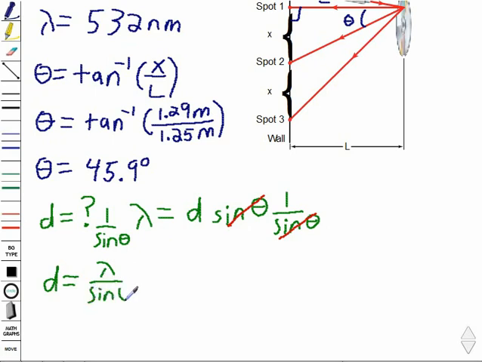And that little symbol I drew is actually a Greek letter lambda, and that stands for wavelength. So we know it is 532 nanometers divided by the sine of the angle, and I should write the angle in there that we just discovered, which was 45.9 degrees.